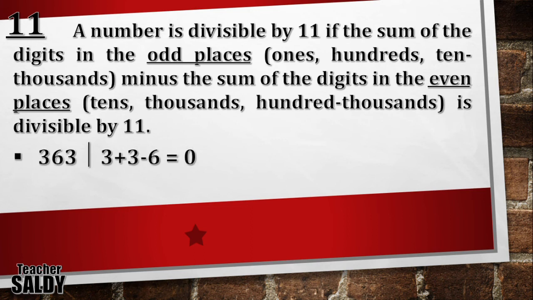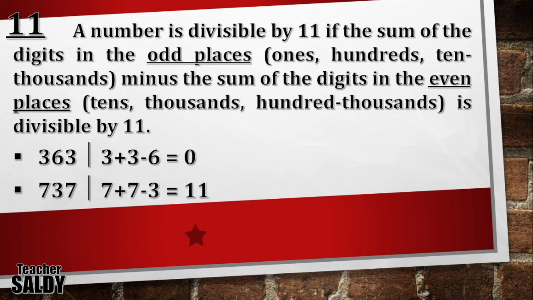Let's have an example. So, 363. So, taking out the odd places, we have 3 and 3. Okay? Ones digit and the hundreds digit is 3 and 3. So, 3 plus 3, that would be 6. Okay? Minus the sum of the even place. Since 6 lang yung meron natin doon, okay? 6 minus 6, it is 0. And 0 is divisible by 11. Okay? 0 is divisible by any number. Kasi pag dinivide mo yung 0 by any number, 0 pa rin yung lalabas. Therefore, 363 can be divided by 11.